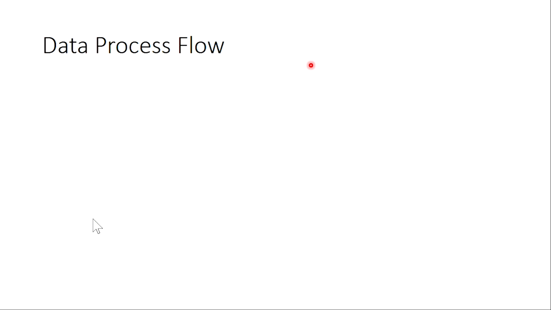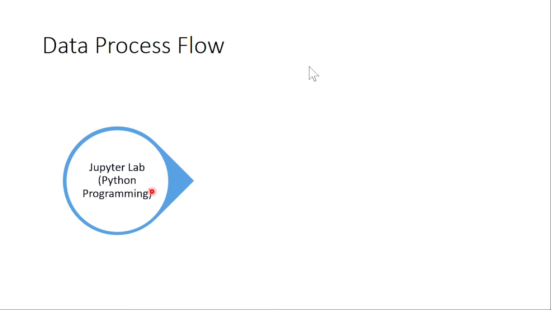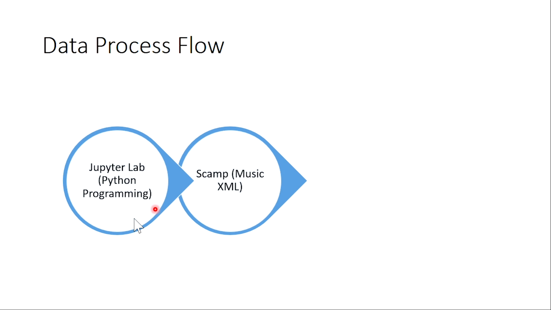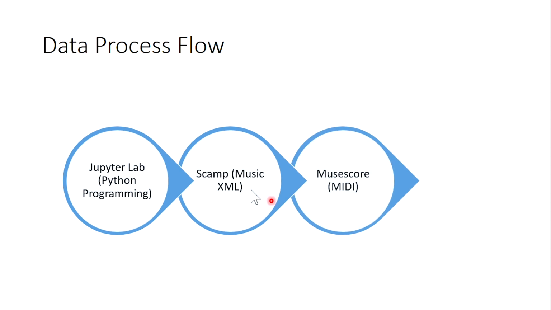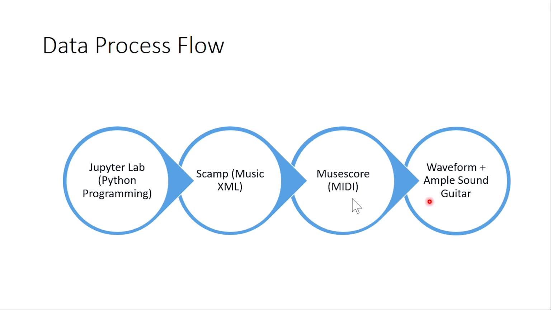And the data process flow is like this. First, with JupyterLab, you write your Python program there, and that will convert the notes into MusicXML using Scamp. Then we feed the MusicXML file to MuseScore, and MuseScore will produce the MIDI file. The MIDI file will then be imported into Waveform with the Ample Sound Guitar.